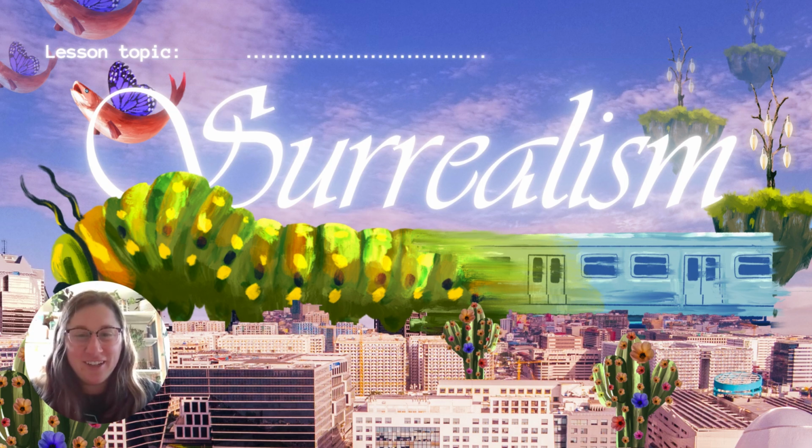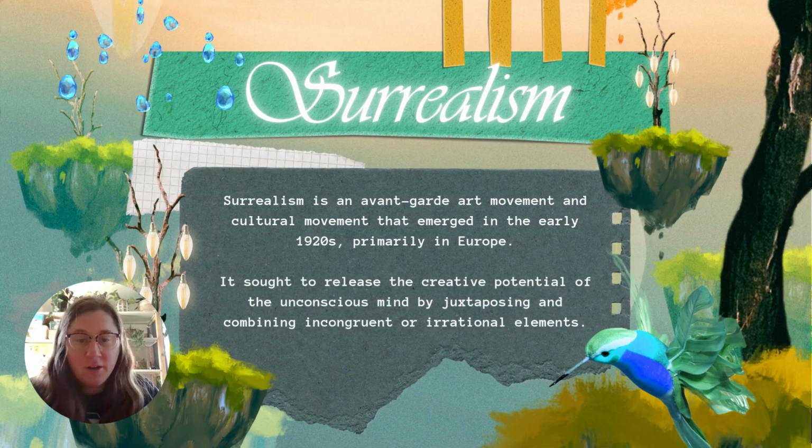Hi everyone, we are going to take a look at surrealism as an art topic and learn how to create our own surrealist image. Surrealism is an avant-garde art movement and cultural movement that emerged in the early 1920s, primarily in Europe. It sought to release the creative potential of the unconscious mind by juxtaposing and combining incongruent or irrational elements.